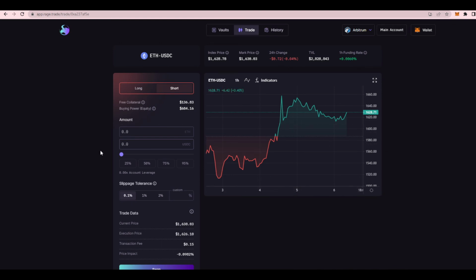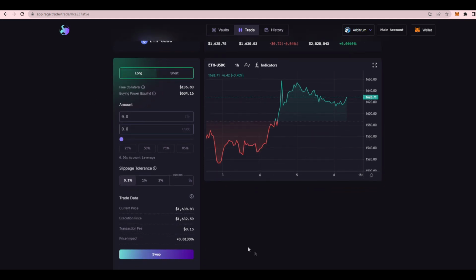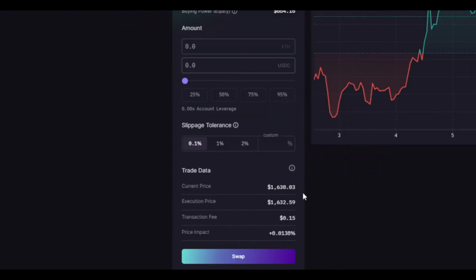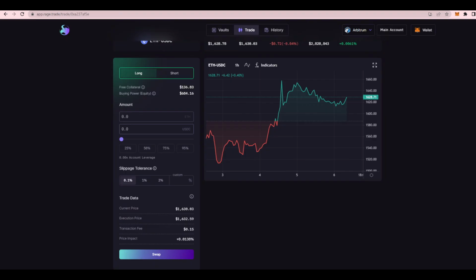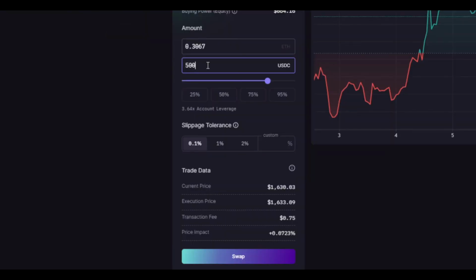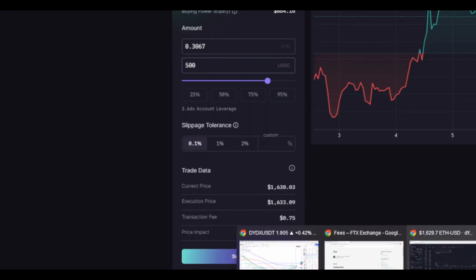When it comes to fees and actually trade execution, this is where Rage Trade massively falls short. As you've seen here before, it's actually way more expensive to trade on Rage Trade than it would be on, say, DYDX or FTX. I think the fees, if we just click here, you've got 0.15% per trade. Now, if we just take an example here, we'll do a 500 USDC long on Rage Trade, and that will cost 75 cents.